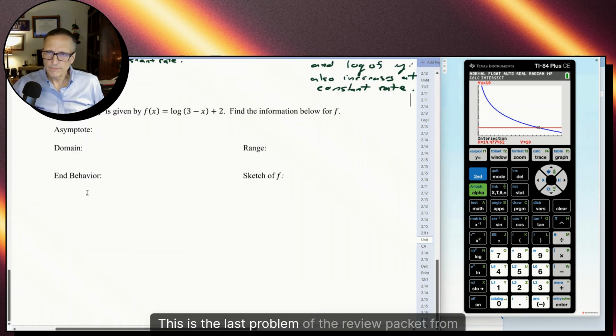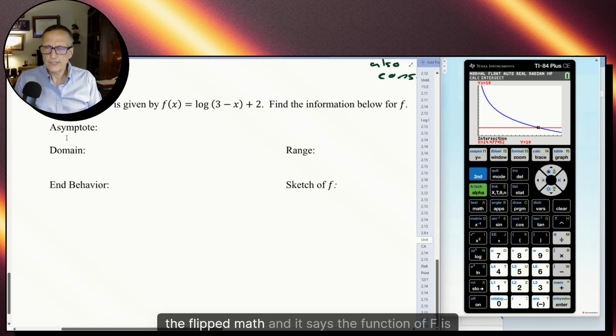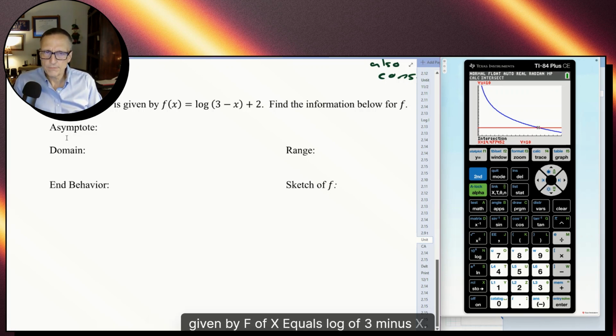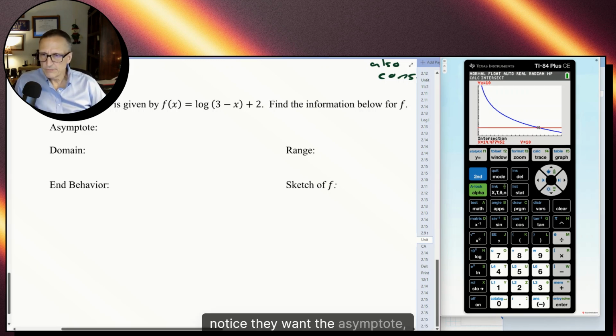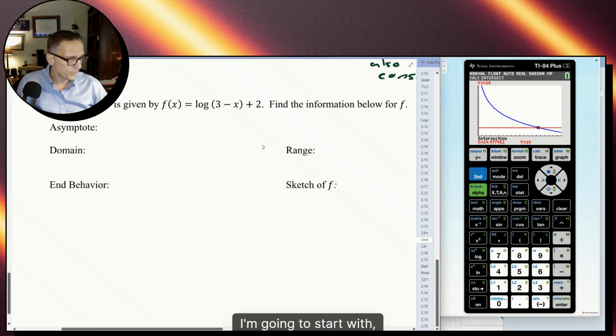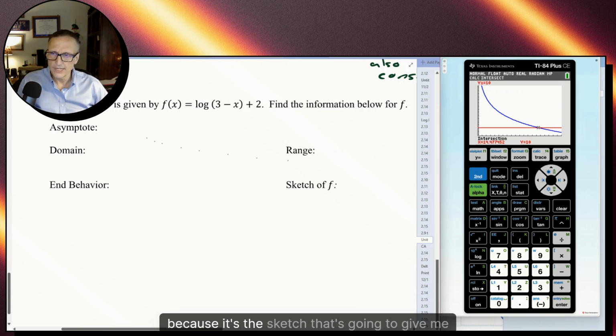This is the last problem of the review packet from the flipped math, and it says the function f is given by f of x equals log of 3 minus x plus 2. Find the information below given for f. Well, notice they want the asymptote, the domain, the range, the end behaviors, and a sketch of f. I'm going to start with the sketch of f, because it's the sketch that's going to give me all of these answers. Now, you don't want to sketch a logarithm unless you know what the parent function looks like.